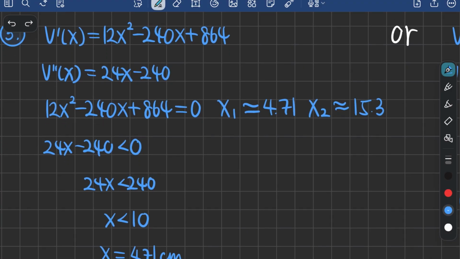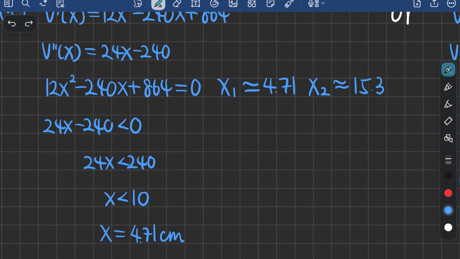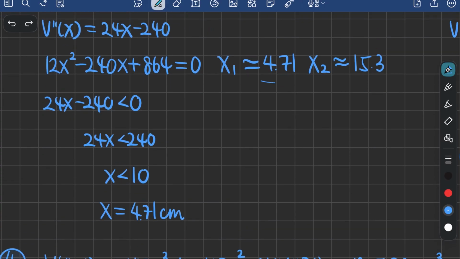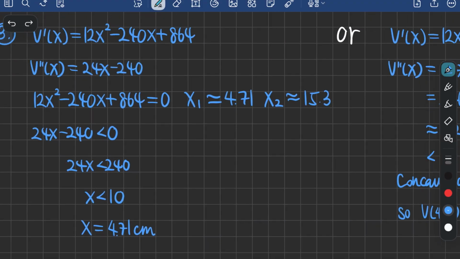So now we want to show that this thing is smaller than 0. And we want to know when it is smaller than 0. So we will find that it is smaller than 0 when x is smaller than 10. Well, in these two values, only x1 is smaller than 10. So here, it is a maximum value.